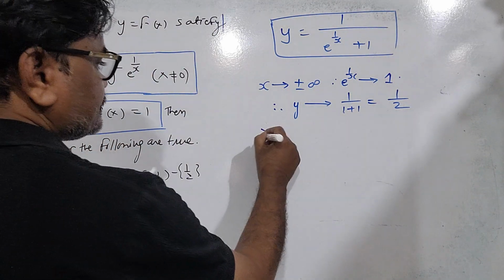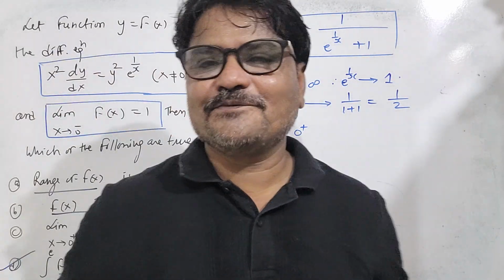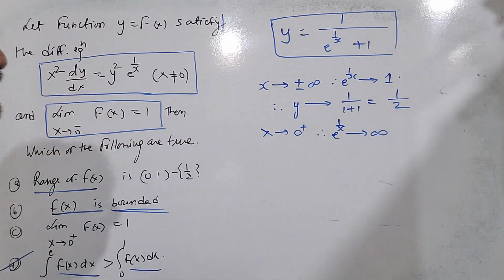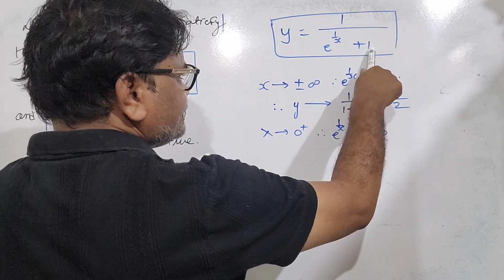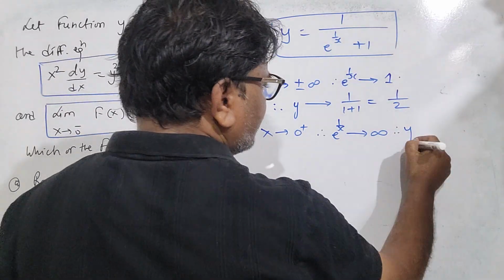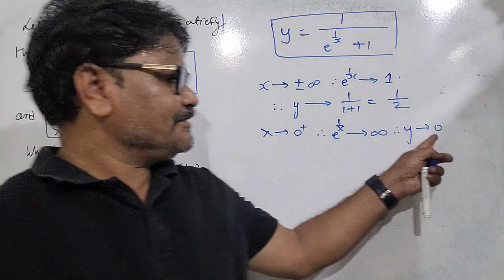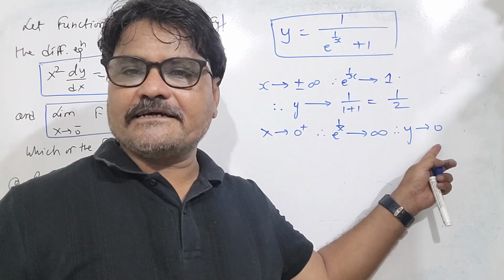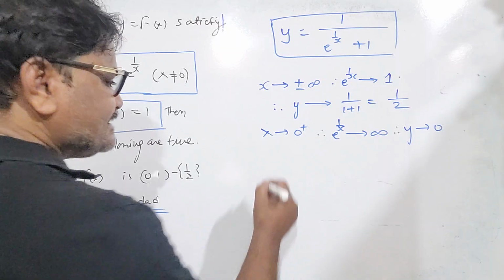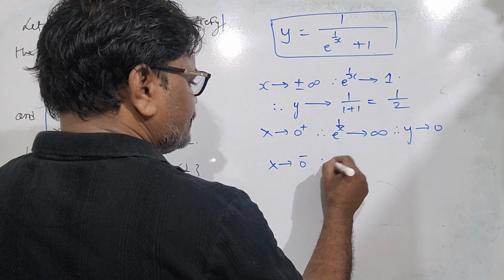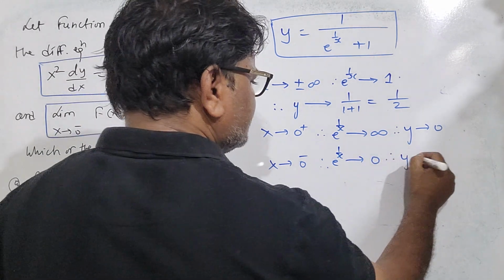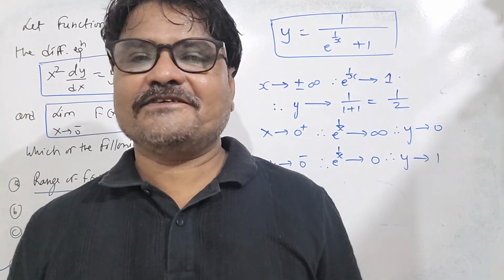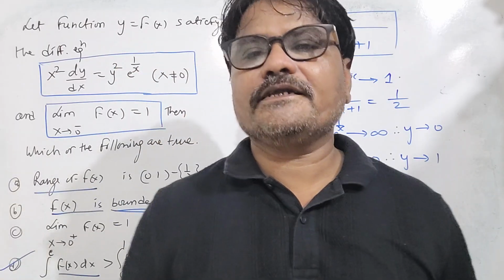Now we will think about x approaching 0 positive. When x approaches 0 positive, e^(1/x) approaches infinity. So it is infinity plus 1, infinity, and 1/infinity is 0. So y is approaching 0, which means it cannot be 0. Whenever 0 is there, we put an open bracket, not a closed one. Now when x approaches 0 negative, e^(1/x) approaches 0. Therefore y approaches 1. So see the importance of the function e^(1/x). The function based on e^(1/x) is important.